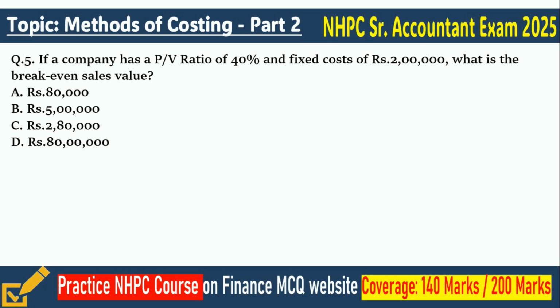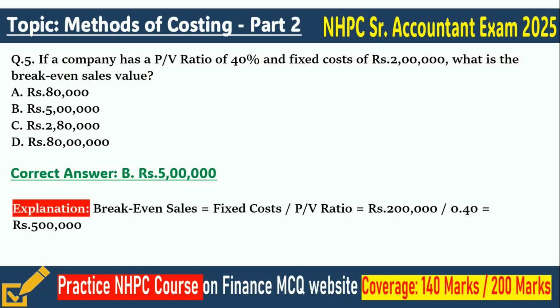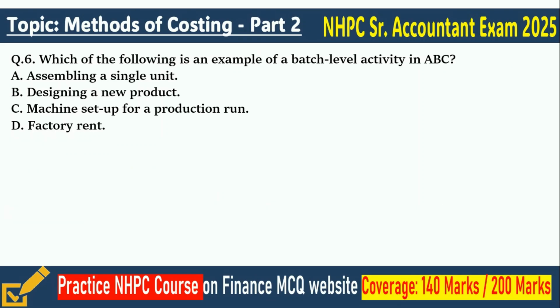So friends, here they have asked break-even sales value. So here the formula will be slightly different. It will be fixed cost divided by profit volume ratio. So that will be 2 lakh divided by 0.4. So what is the correct answer? It will be option B, rupees 5 lakh. Moving on. Friends, next question.